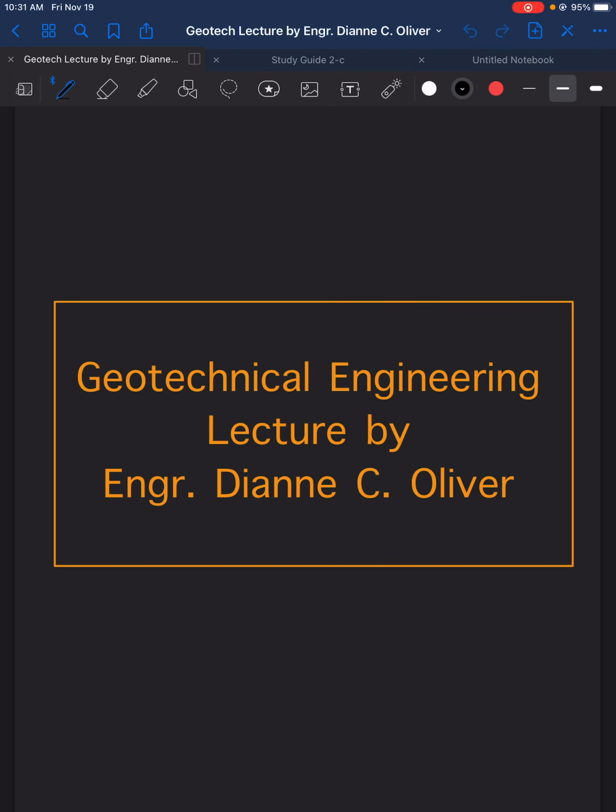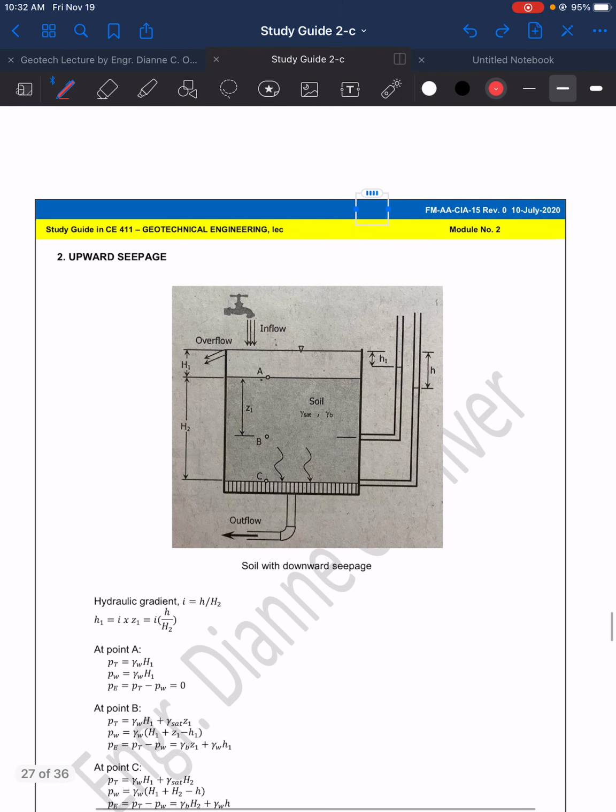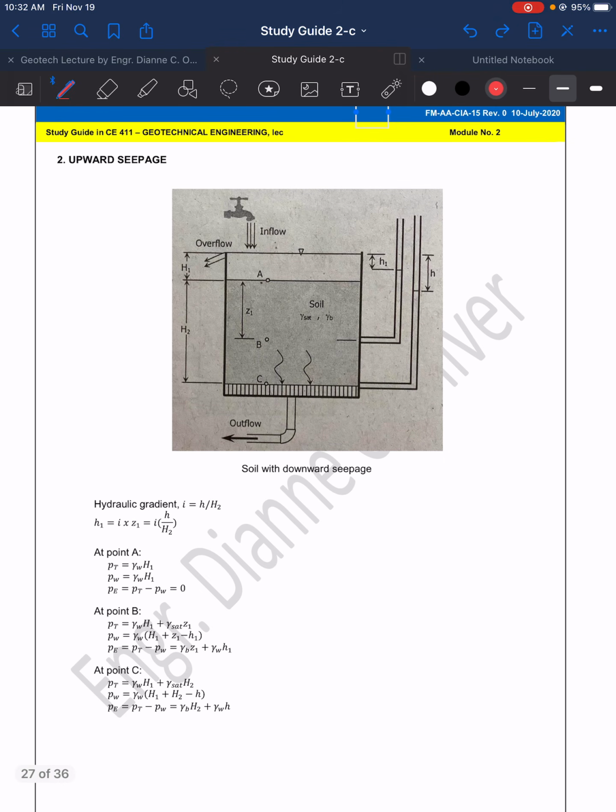So let's continue our discussion in Geotechnical Engineering with the topic stresses in soil. So let's focus on the stress in saturated soil with seepage. And there are two scenarios here. We have the first one, the upward seepage, and the second one is the downward seepage. So it should be downward. Okay. So downward seepage.